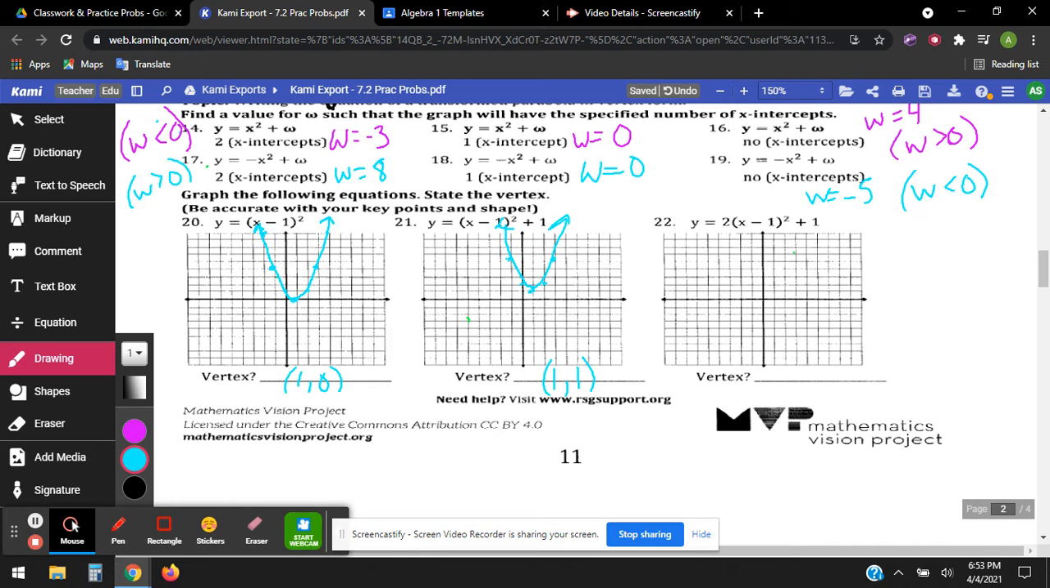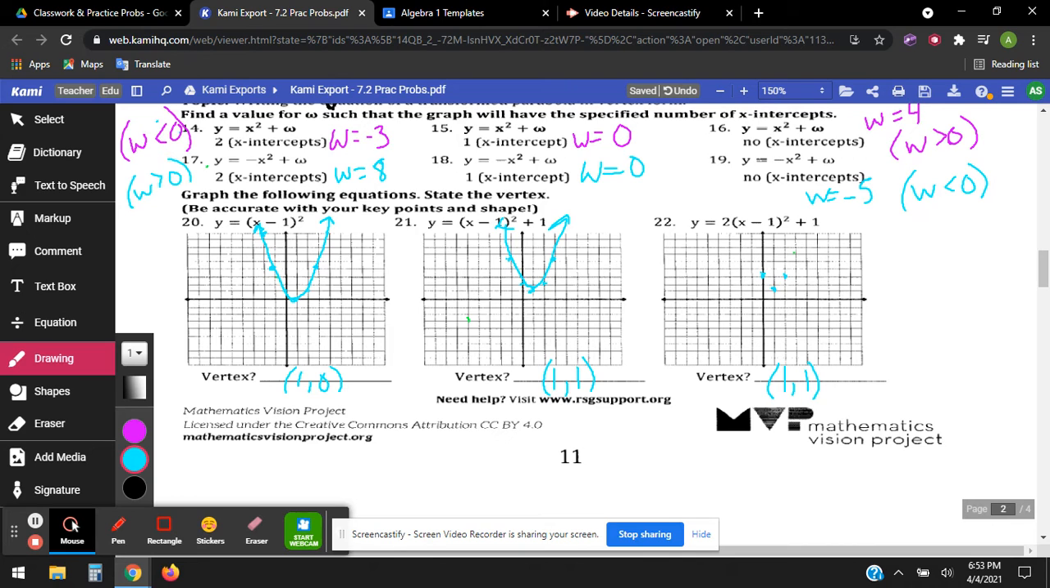Vertex is, well, I'm subtracting my x coordinate, so it's a positive 1, comma, I'm adding 1, so it's a 1. So it's 1, 1 again. But this time we put a multiplier on it. So when I put in my 2, 2 minus 1 is 1. 1 squared is 1. 1 times 2 is 2. 2 plus 1 is 3. So it's going to be a little steeper this time, a little skinnier.